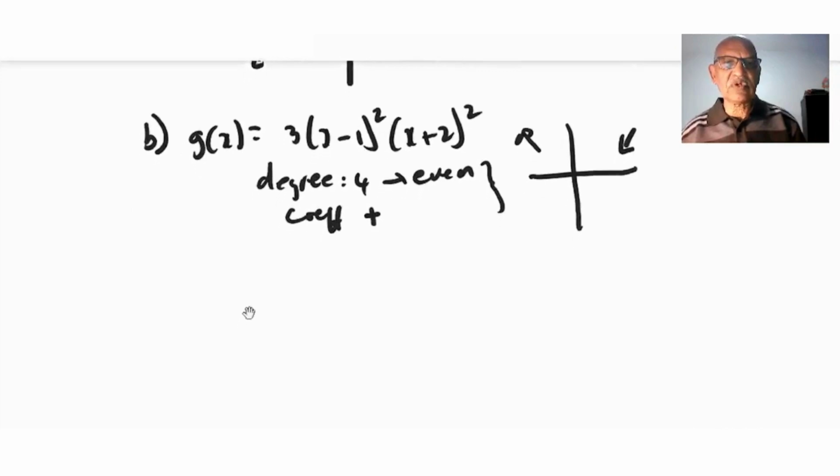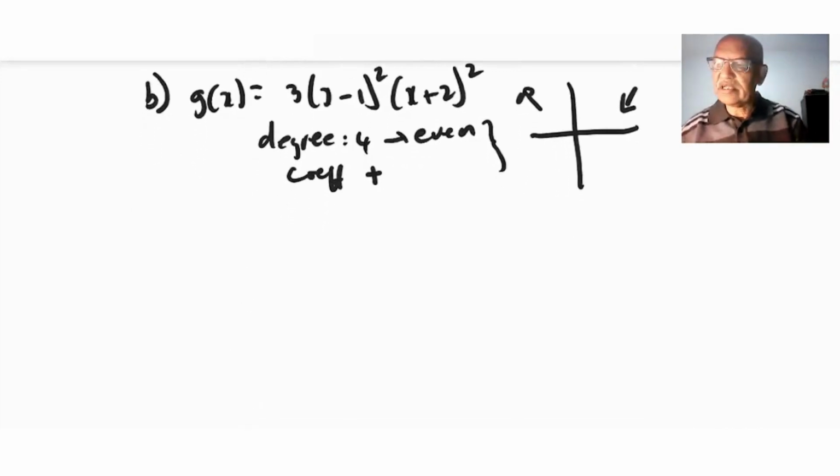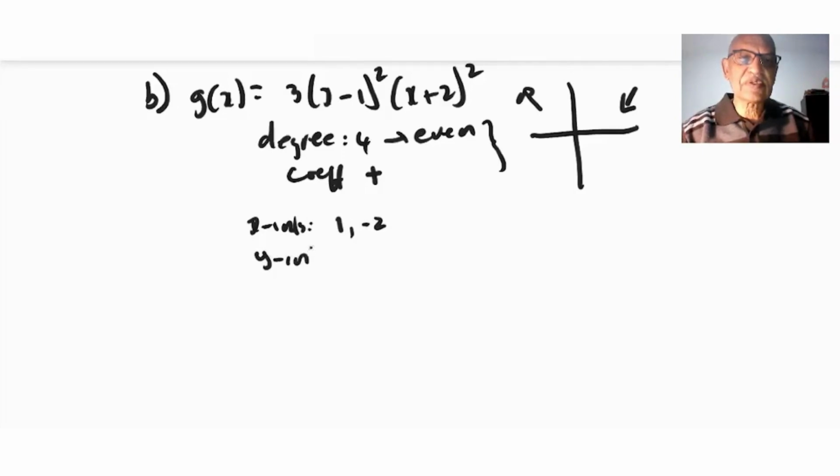Okay, let's see the same way, find the x-intercepts. The x-intercepts are 1 and negative 2. The y-intercept is when x is 0, so negative 1 squared times 2 squared, 4 times 1, times 3. Again, it's 12, coincidentally.